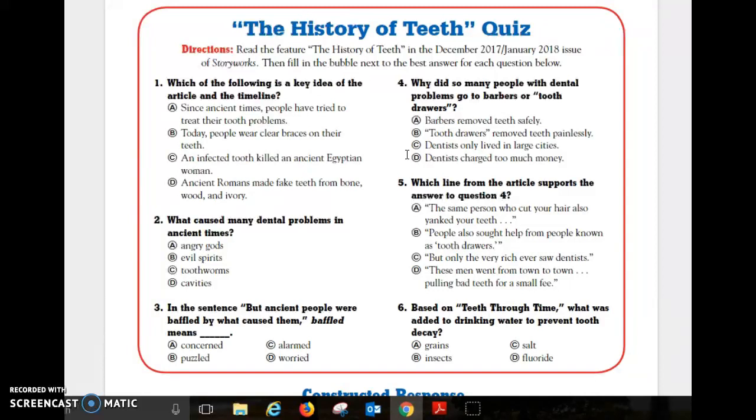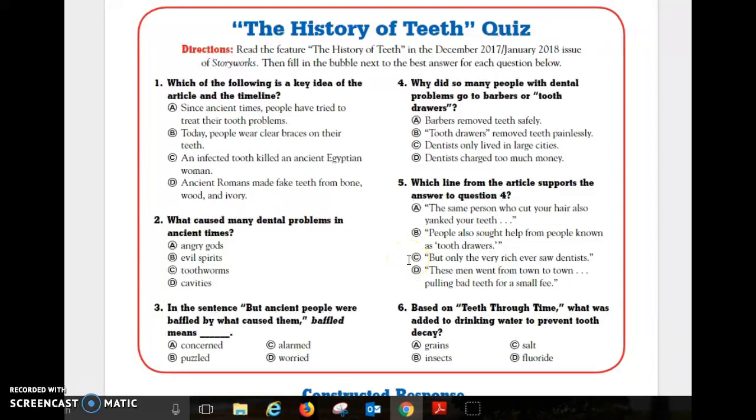Why did so many people with dental problems go to barbers or tooth drawers? Number 5. Which line from the article supports the answer to question 4? A. The same person who cut your hair also yanked your teeth. B. People also sought help from people known as tooth drawers.